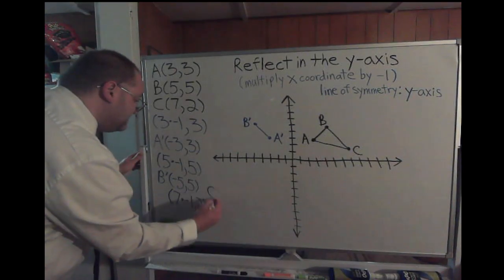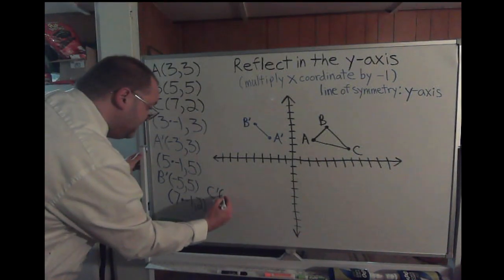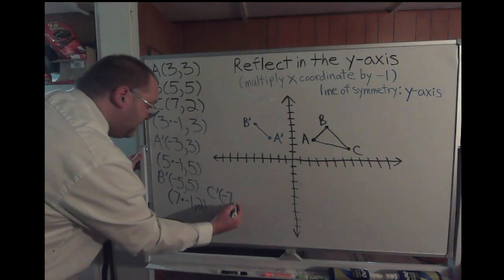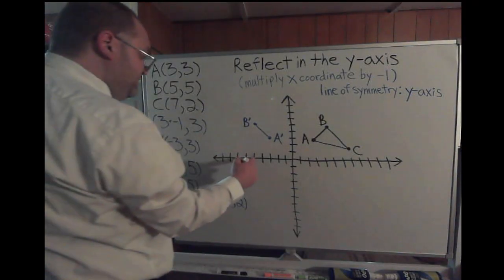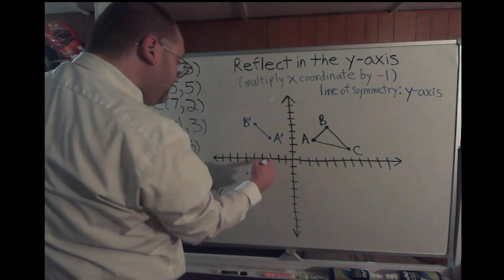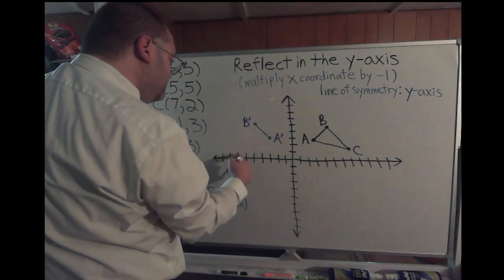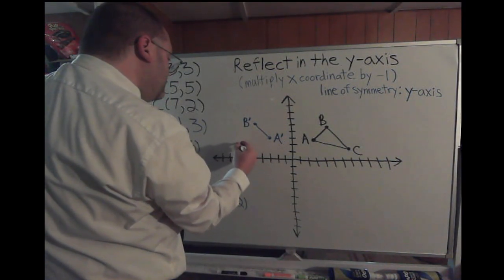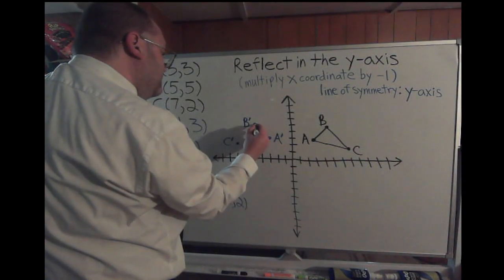So that means that C prime has to be 7 times -1 for your x. That'd just be -7. And then y, the y-coordinate was 2. That was left alone. So you would get -7, 2. So that's my C prime.